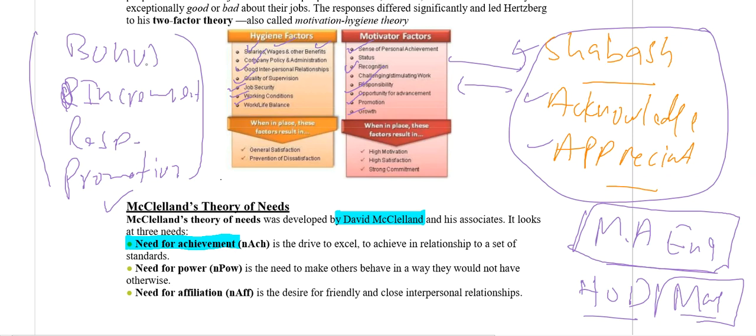Number two, need for power. Need for power means to control others. There are some people who do not want to be controlled, they just want to control.